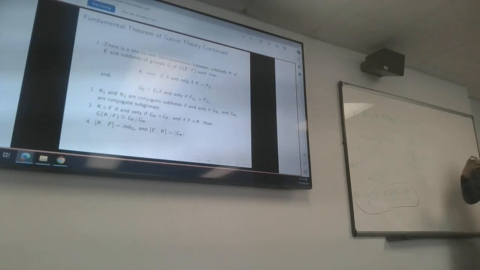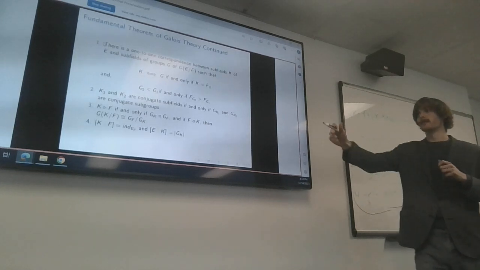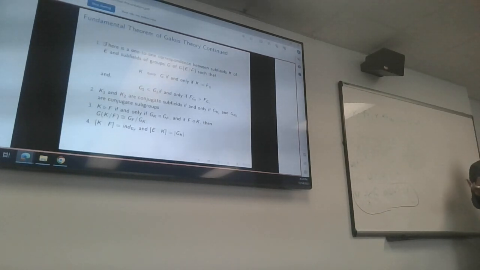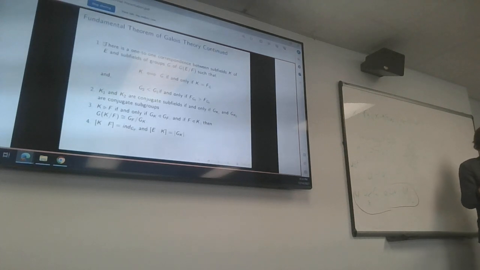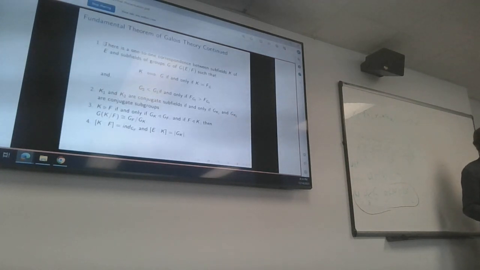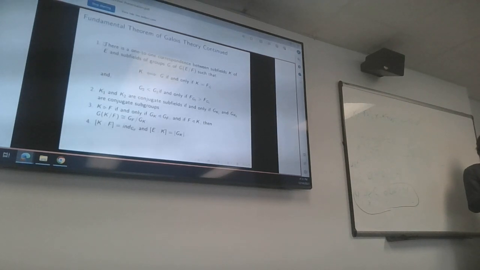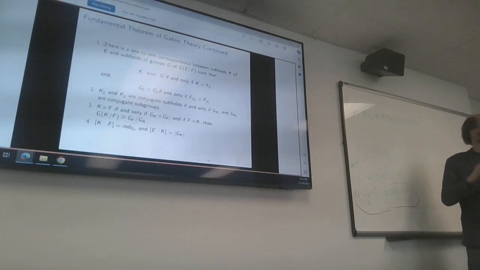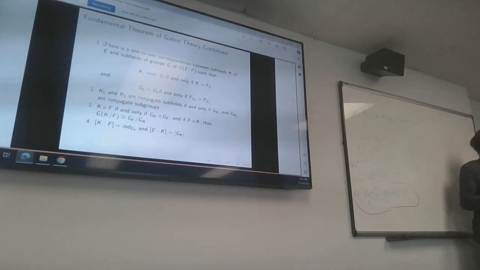And then you also have normal extensions. So if K is a normal extension of F, then if you take all the automorphisms that fix K, they are a normal subgroup of all the automorphisms that fix F. And then if F is a normal subfield of K, then we also have this fact over here that the group of automorphisms of K over F is isomorphic to the quotient group of the automorphisms fixing F over the automorphisms fixing K.